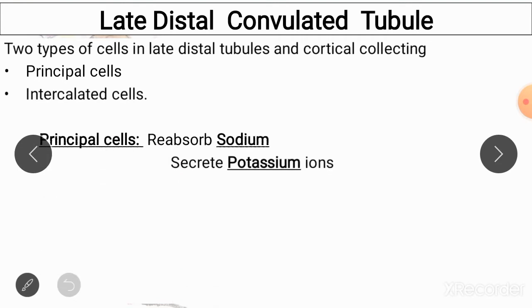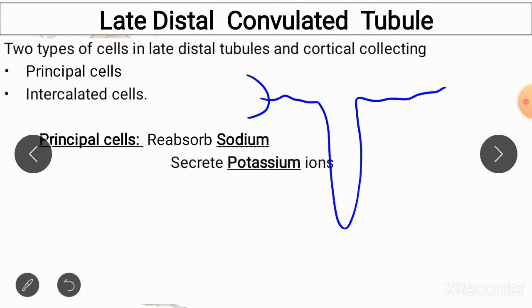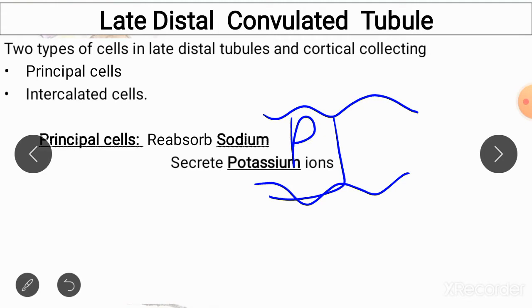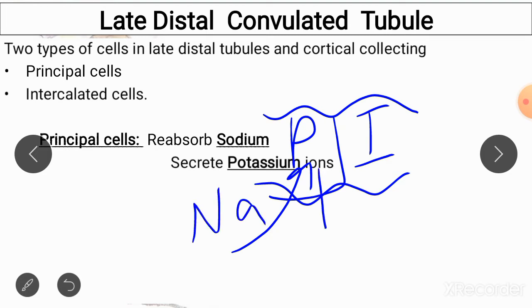So the distal convoluted tubule, as I mentioned before, was divided into two parts, the early part and the distal part. Now we are going to discuss the distal part. This distal part has two types of cells. One type of cell is known as principal cells and the other type is known as intercalated cells. The principal cells are responsible for reabsorption of sodium and secretion of potassium. This is very, very important.